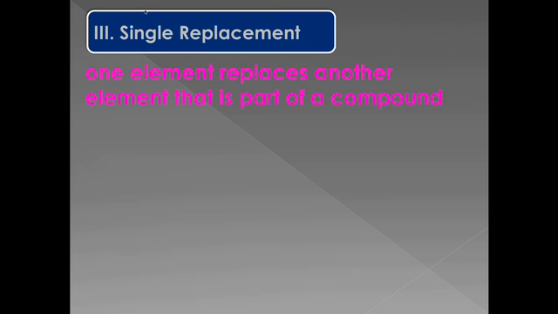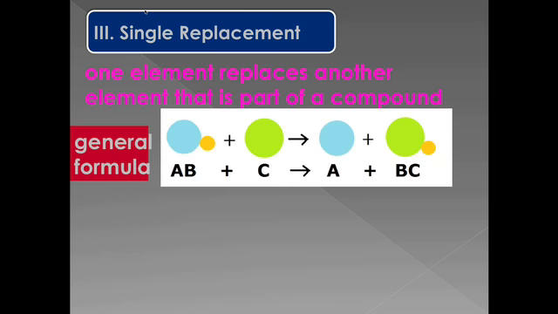So single replacement is when you just have one element and a compound being combined, and what happens is that the element kicks out one of the other elements and becomes a part of the compound. The general formula is you have A and B together, so there's your compound, and you have C by itself, so there's your element. And so C kicks one of them out, so it kicked A out, and now it's combined with B, and A is by itself. So they're just kind of trading places.